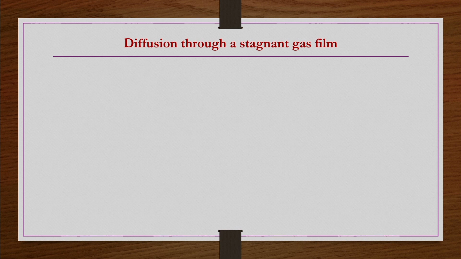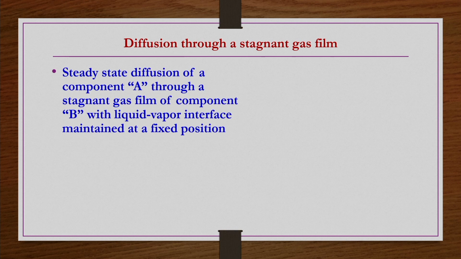Now, before going into the complicated problems of mass transfer combined with heat transfer or reaction, etc., we take a simple problem, diffusion through a stagnant gas film, which is a very well known and very basic problem in mass transfer. Steady state diffusion of a component A through a stagnant gas film of component B, with the liquid vapor interface maintained at a fixed position, is taken.